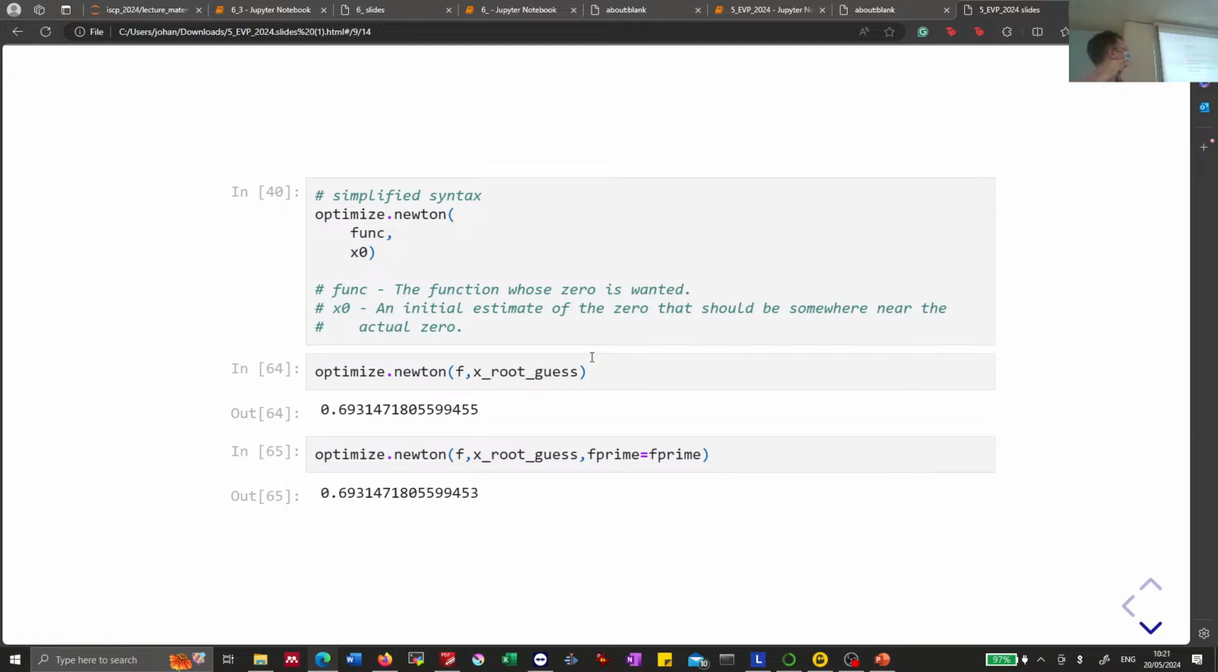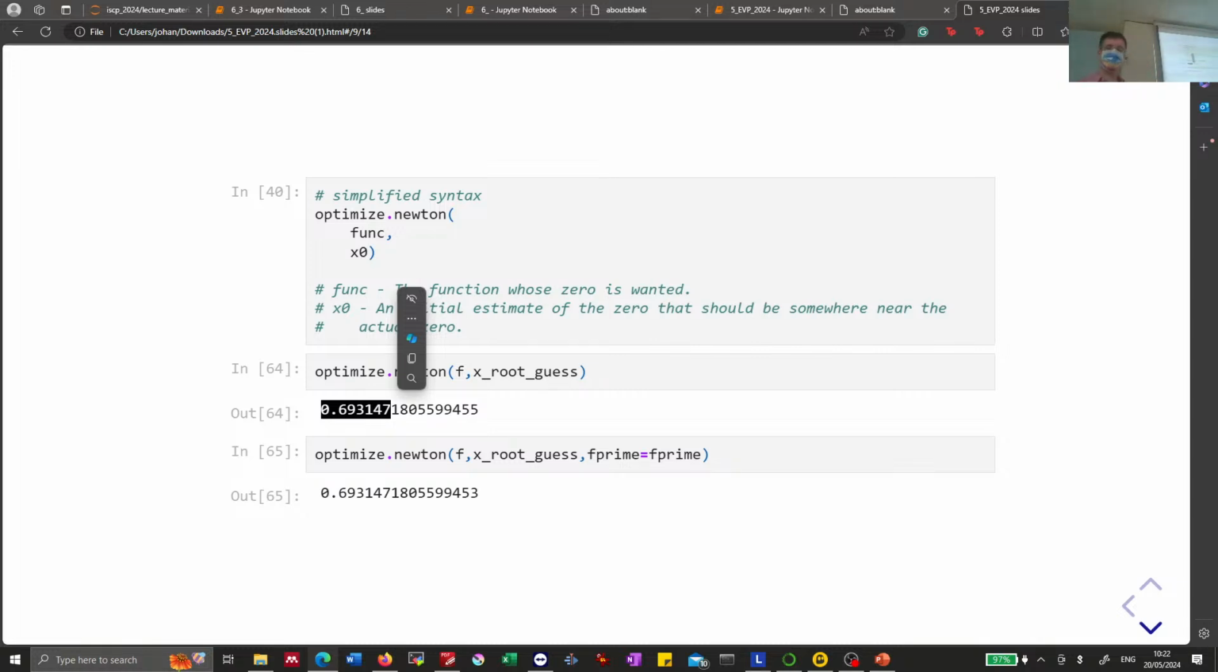So we would use it here, for example, optimize.newton, give the function we defined earlier, and root guess is one value. Okay, and again, the root we obtain is fairly similar to the roots we have obtained with the other methods, with the methods we have implemented ourselves. So this all seems to work pretty nicely, right?